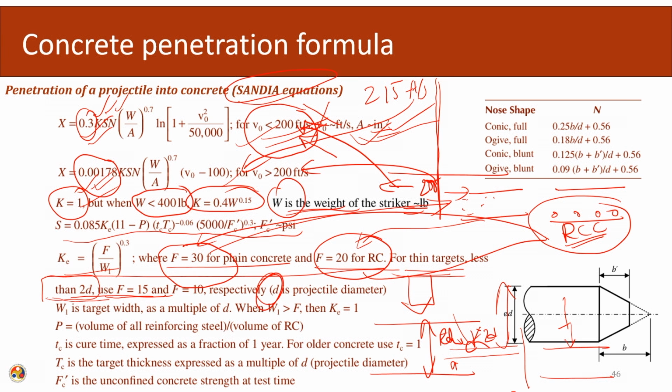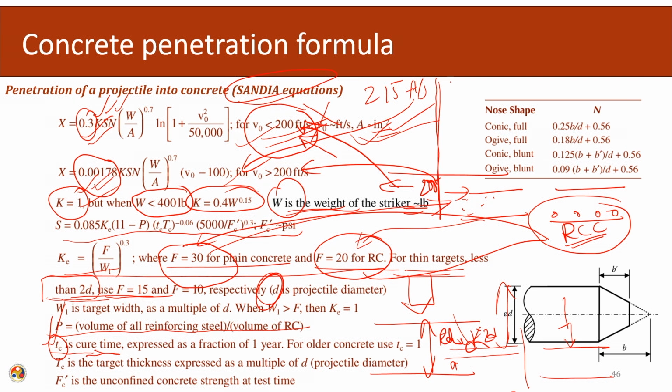If it is more than 2D, then other equations will come into picture. Again, other factors are defined: volume of all reinforcing steel, volume of reinforced concrete, TC. Now, this factor TC is the cure time. How does TC come into picture? TC is defined as a cure time.